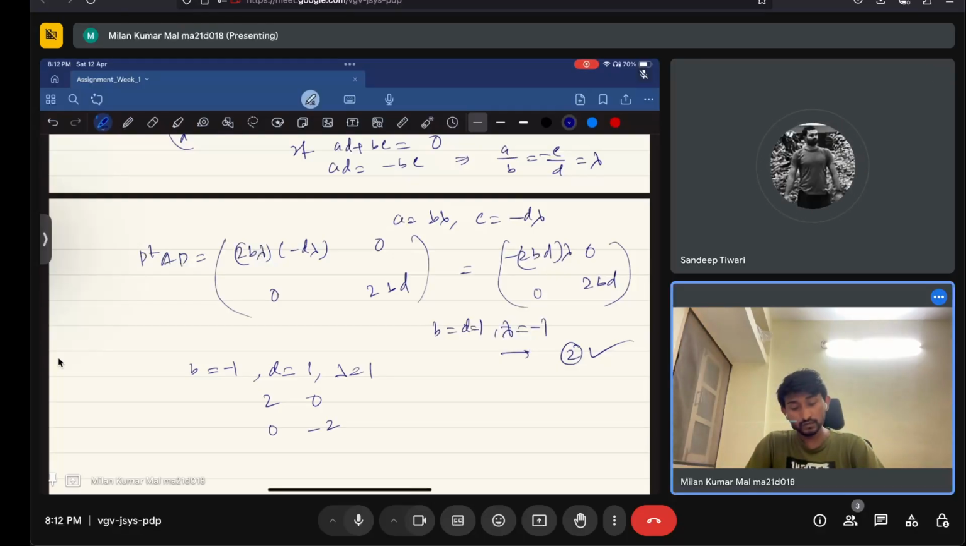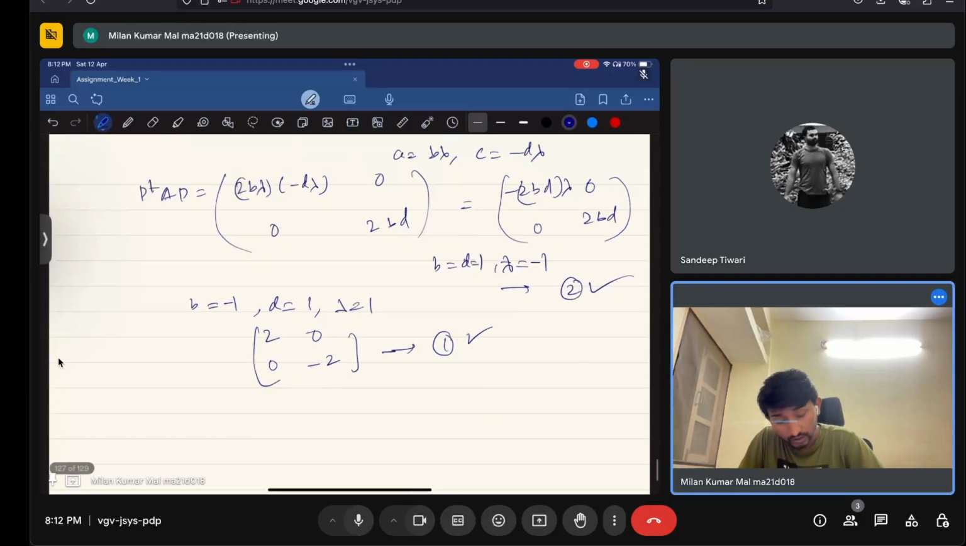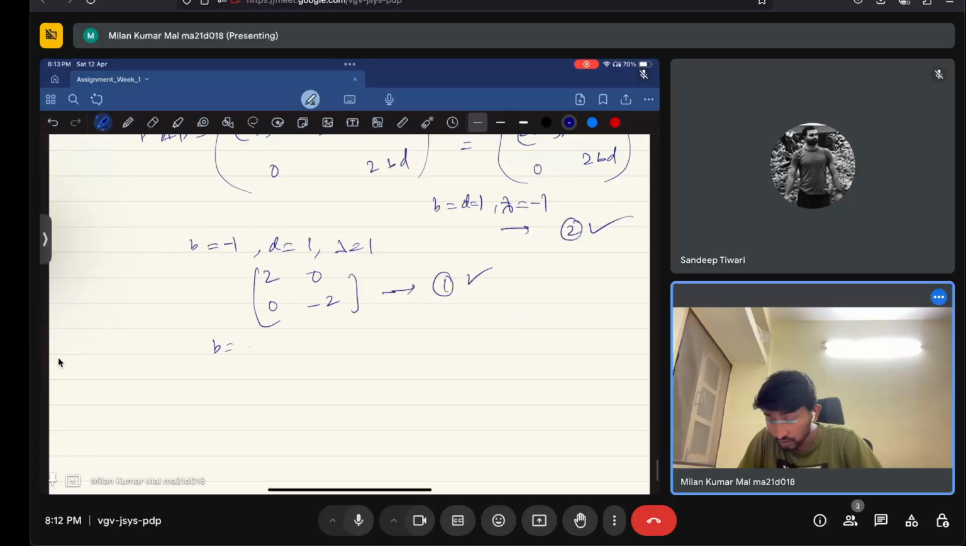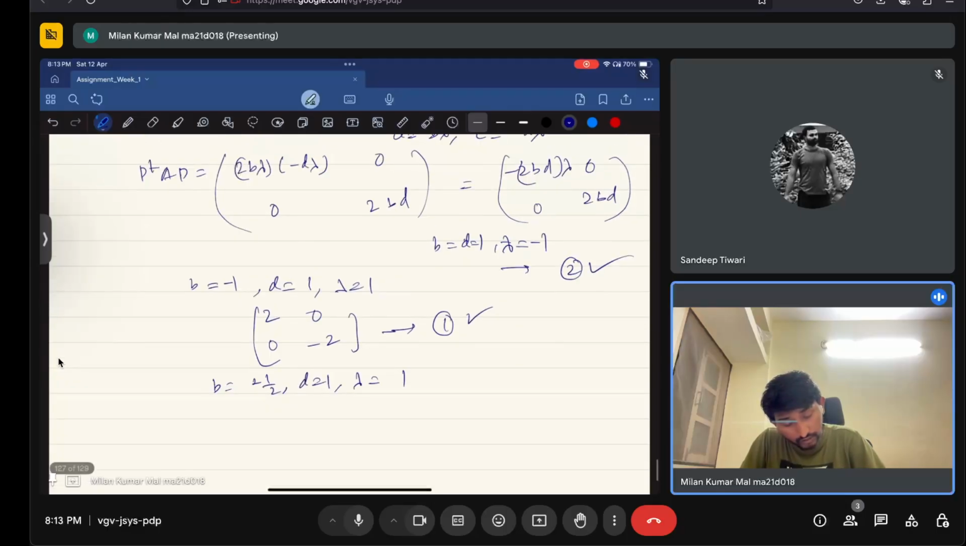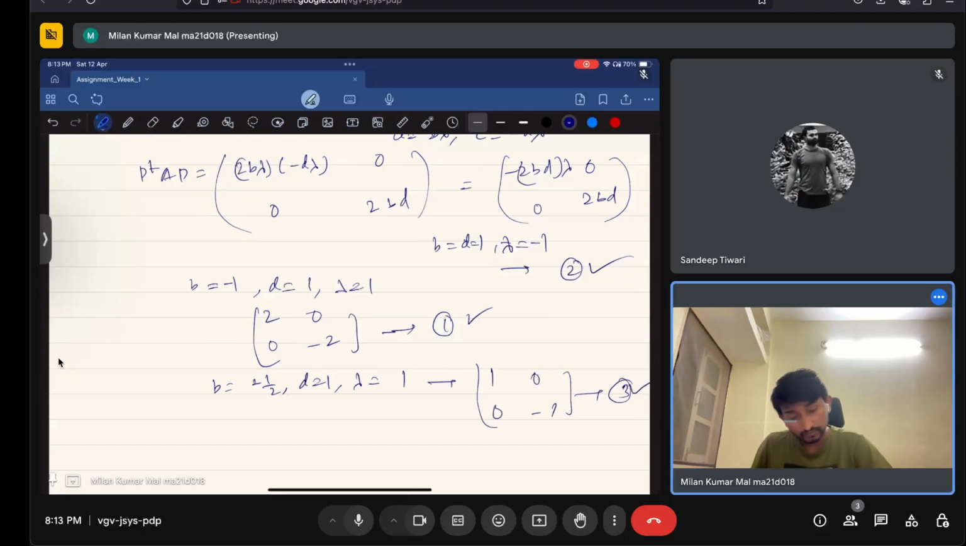Lambda equals 1, yes, this is true. So that gives 1, which is correct. Now if I take B equals minus half, B equals 1, lambda equals 1, then I'll get B equals minus half, that will cancel out, plus 1, B equals 1, that is 1, and 0, minus 1, right? So that gives C is correct, right?